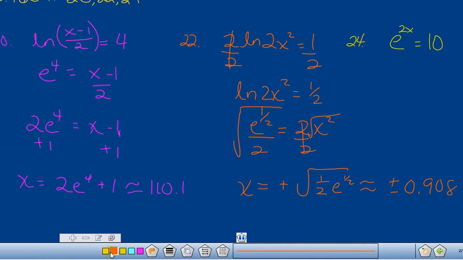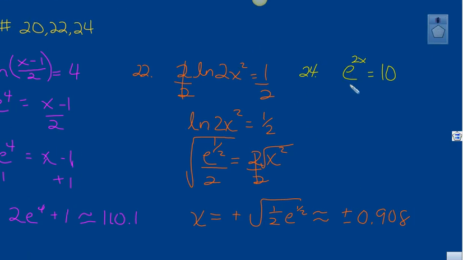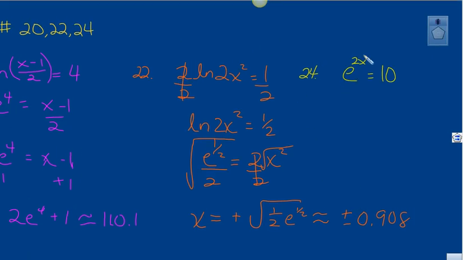All right, let's take a look at number 24. This one is a little bit different. This time we're starting out with e to the 2x and not the logarithm. So again, you just need to make sure that it is isolated. We can't separate this 2 from this x because it's all a part of the exponent. So since it is isolated, let's just convert.